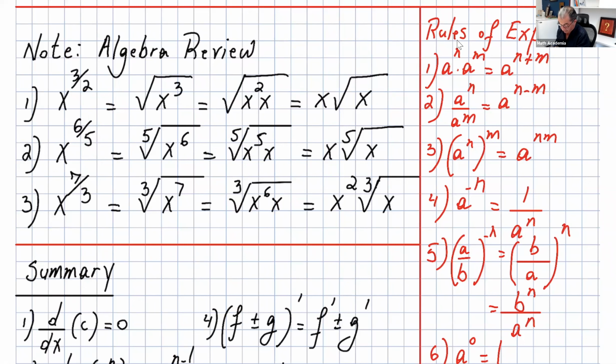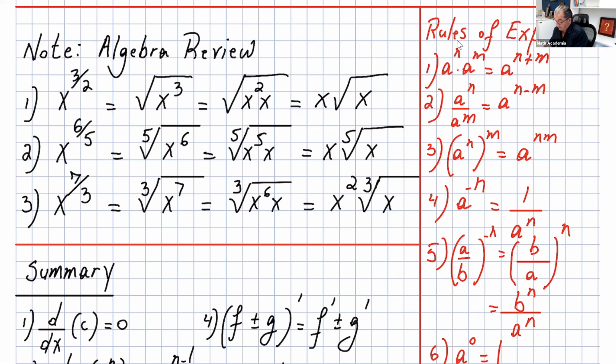Last one, x to the power of 7 over 3 can be written as first cube root of x to the power of 7. But you want to take a number, separate those so you can divide that by 3. So you can write this as x to the 6th power times x. And again, 6 divided by 3. You take it out and you write x squared cube root of x.